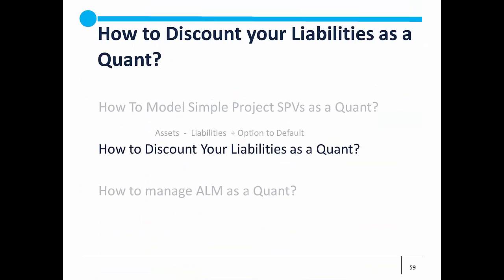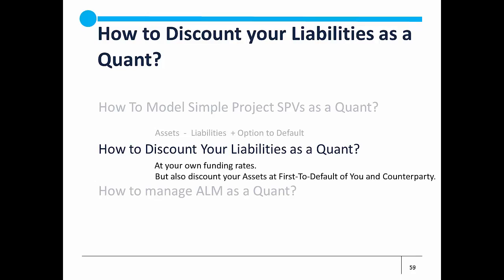So, how should we discount our liabilities as a quant? Well, we should discount them the same way we always discounted them, at our own funding rates. However, we have to change how we discount our assets. And when it comes to discounting our assets, we have to account for our own default risk.